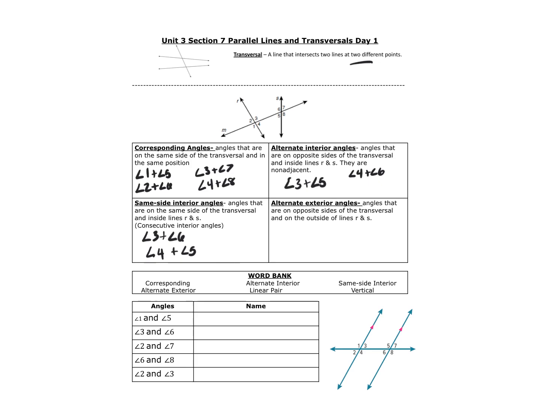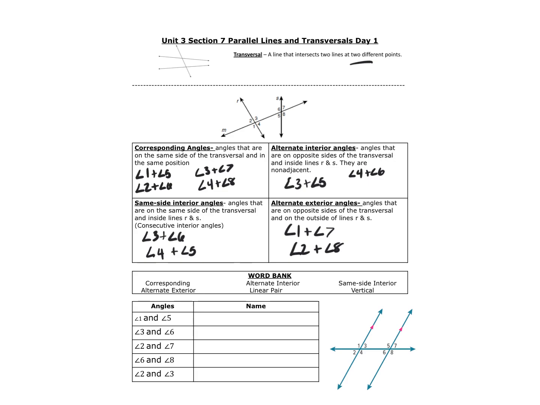And then we have alternate exterior. Those are angles that are on opposite sides of the transversal and they're outside the lines. So like angle 1 and angle 7. And then we have angle 2 and angle 8. Those are both examples of alternate exterior angles.